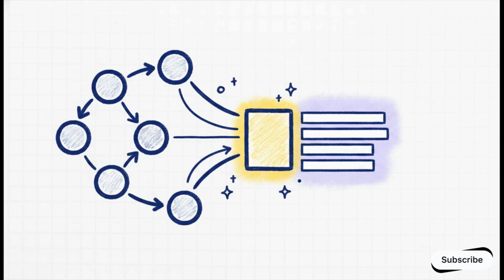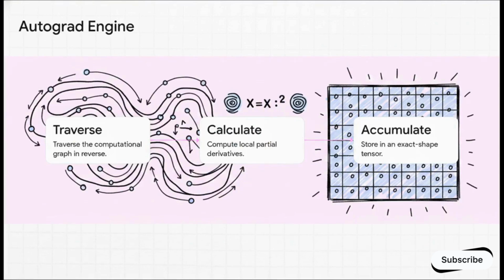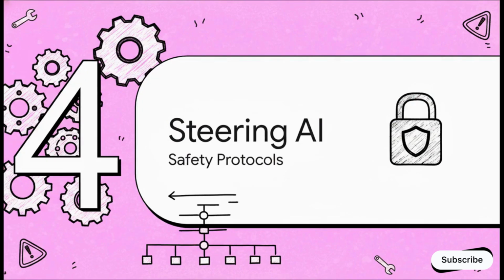And right here, this is the exact moment where theoretical math becomes executable code. In PyTorch, this entire massively complex operation comes down to one singular, beautiful command: loss.backward. Calling this one elegant method triggers PyTorch's autograd engine. Under the hood, this engine seamlessly traverses the entire computational graph in reverse. It calculates every local partial derivative, and then it accumulates them into that unified exact shape tensor we just talked about. Honestly, it's an absolute marvel of software engineering, just doing all the heavy lifting of calculus completely behind the scenes.